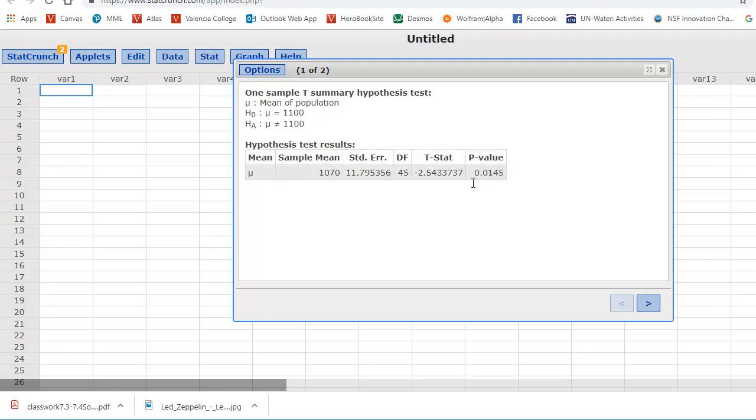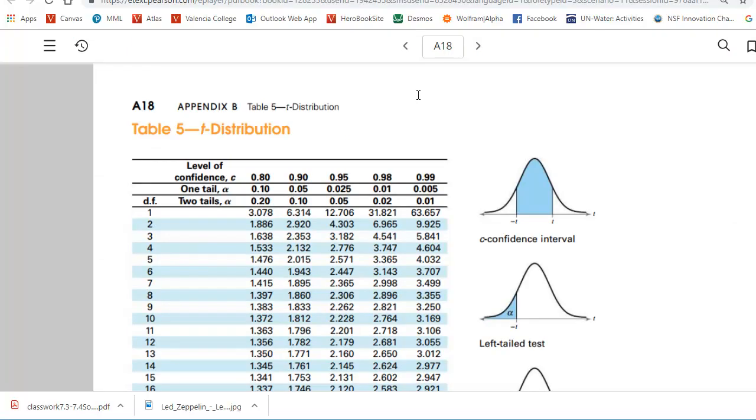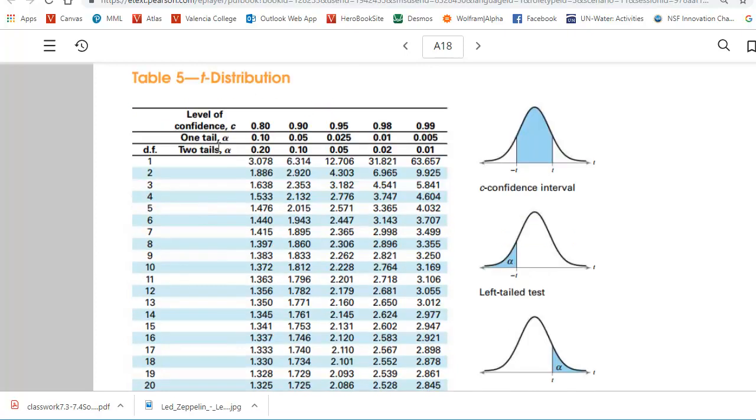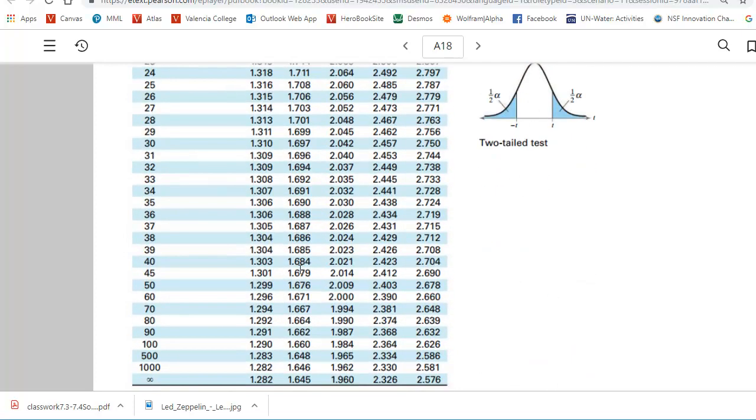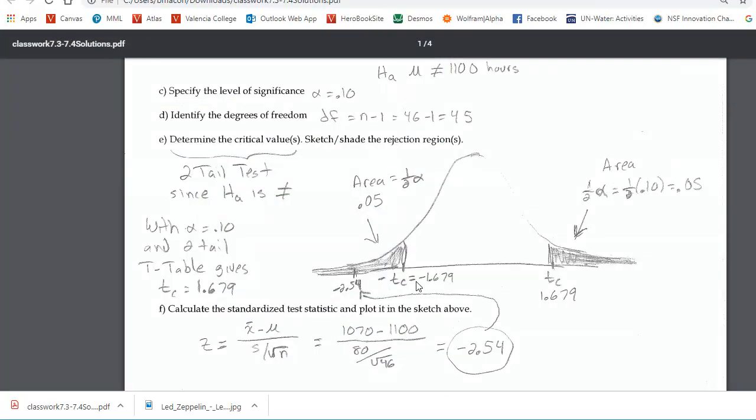So because my p is less than my alpha, I reject the null. Now, that's a quick decision process, but if the problem is asking me for the critical value, how do I determine that real quick? I would have to have my t-distribution table pulled up here. In this scenario, I'm looking at a two-tailed test. Based on my two-tailed test of 0.10, we had 45 degrees of freedom. So I'm going to scroll down to 45 degrees of freedom under my two-tailed test, and I see the 1.679 that we got as our critical value here.